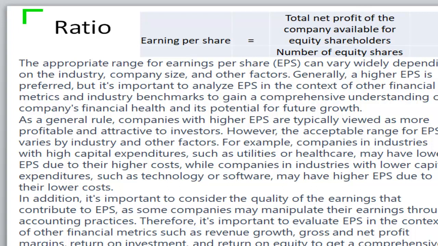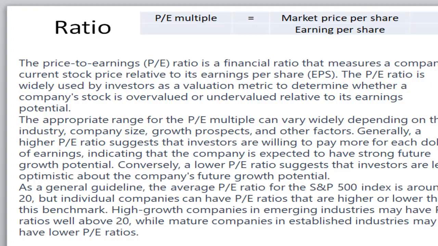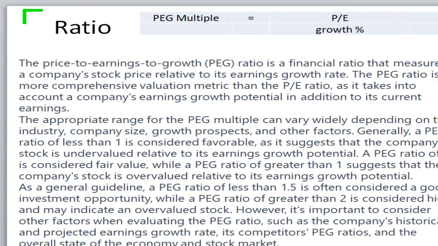Earning per share is very simple: total net profit divided by the number of equity shares. If earning is more, it's a good company. Next, the P/E multiple. Price to earning ratio is the financial ratio that measures the company's current stock price relative to its earning per share. If it is around 20, it's good. It depends a bit on whether the company is in a strong or emerging industry, etc.